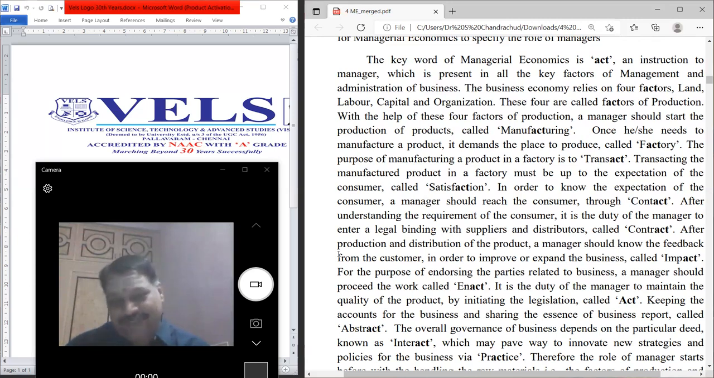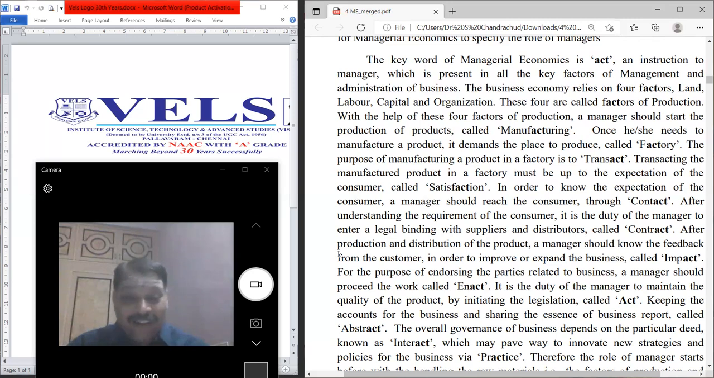ENACT. It is a duty of the manager to maintain the quality of the product by initiating the legislation called act. All the legislation, we end with the act. By keeping the accounts of the business and sharing the essence of the business report, how can we prepare? We should prepare an abstract. There's a statement. What are the expenditures? What are the incomes? How is it categorized? Whether it is a liability or asset, we should know. So an abstract should be prepared.